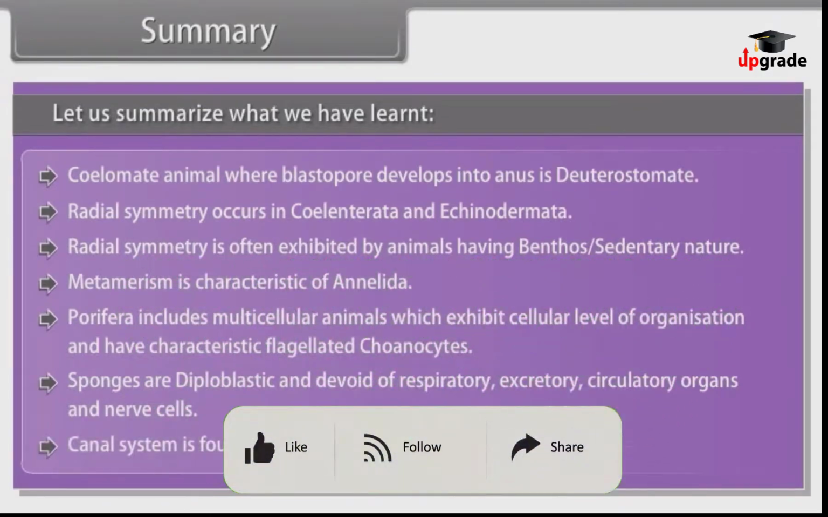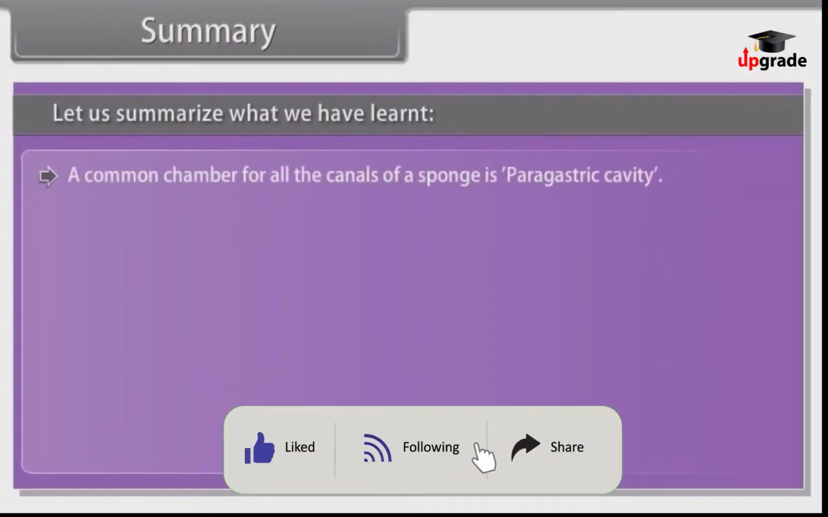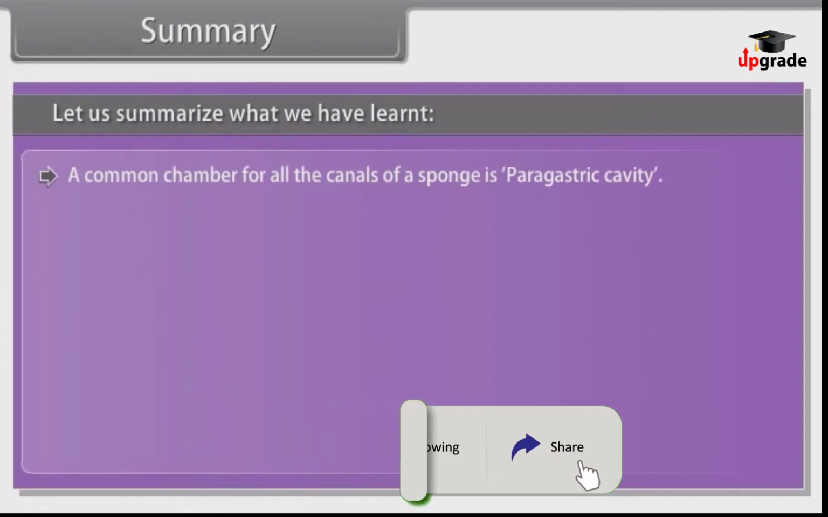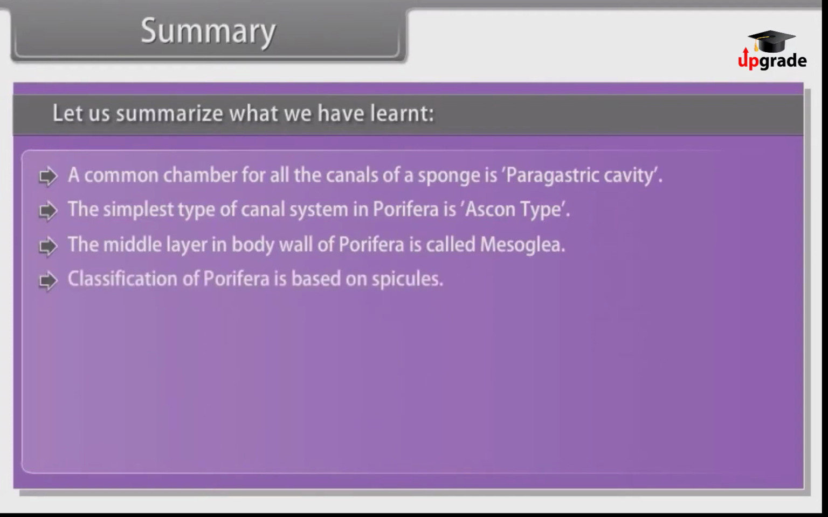Canal system is found in sponges. A common chamber for all the canals of sponge is paragastric cavity. The simplest type of canal system in Porifera is Ascon type. The middle layer in body wall of Porifera is called mesoglea. Classification of Porifera is based on spicules.